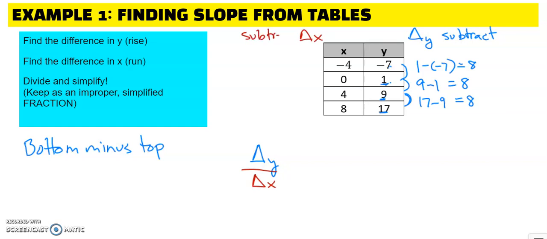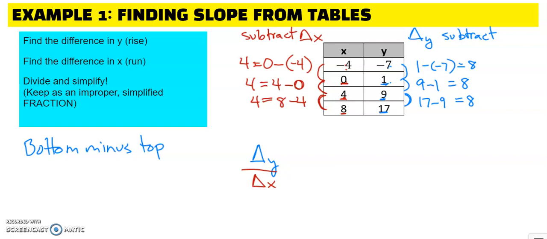Remember, subtract to find how it's changing. For the first two, 0 minus the top one, -4, is plus 4. 0 plus 4 is 4. I do the next two: 4 minus the one above it, 0, equals 4. Do it again: 8 minus the one above it, 4, is 4. -4 plus 4 is 0, 0 plus 4 is 4, 4 plus 4 is 8. So my relationship there is 4.